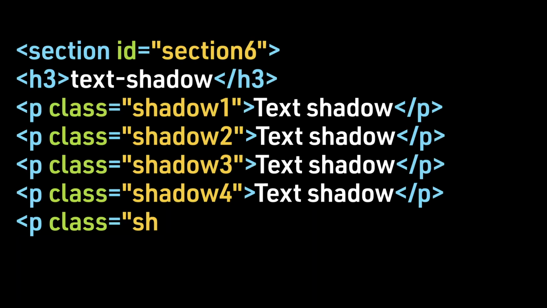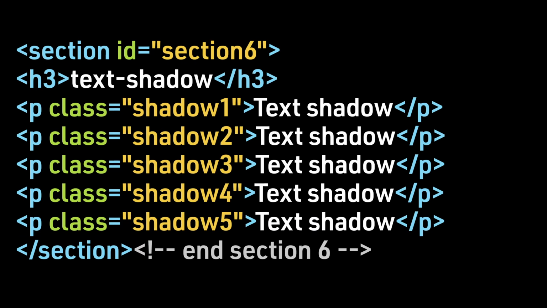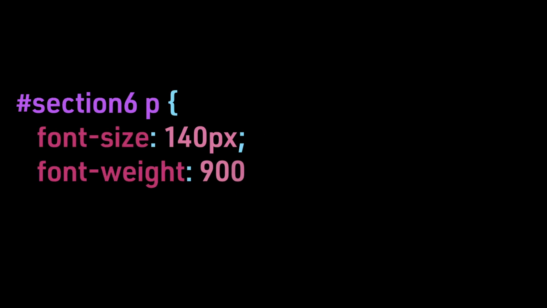Here is the HTML. Here we have created 5 different shadow classes to try different values for our text-shadow property. Here is the CSS. First, we will be applying a larger font size and a bolder font weight to our text so that we can actually see the text shadow properties better.